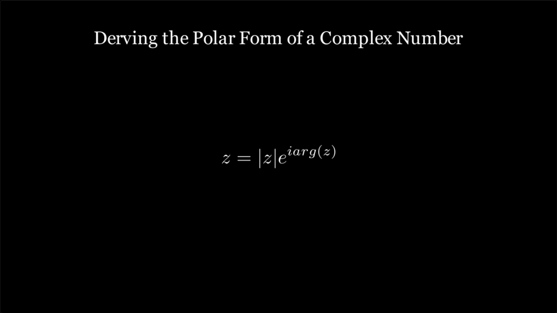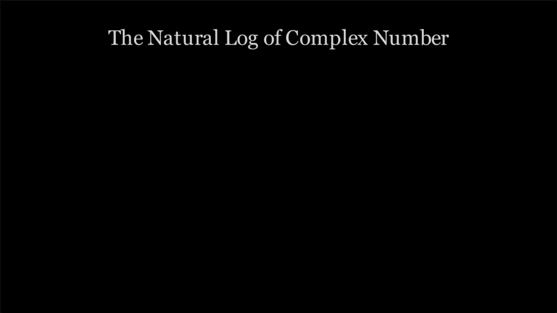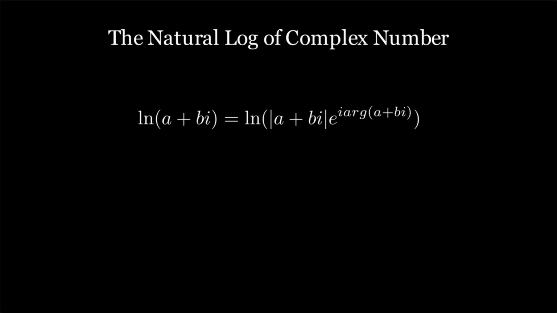So now we found the polar form of a complex number, and finally we made it to what this whole video is about. We can now find the natural log of a complex number, so let's get into it. We know that the complex number a plus bi is equal to the modulus, or the magnitude of our complex number, times e to the i times the argument of our complex number.